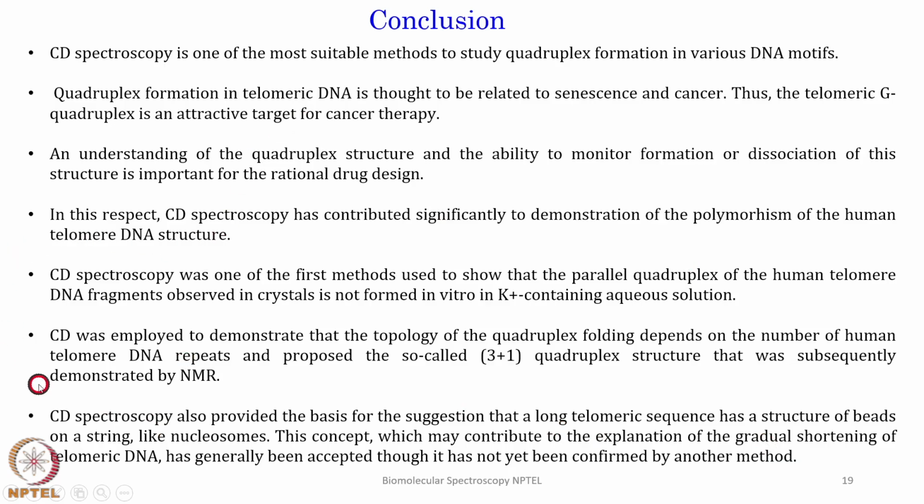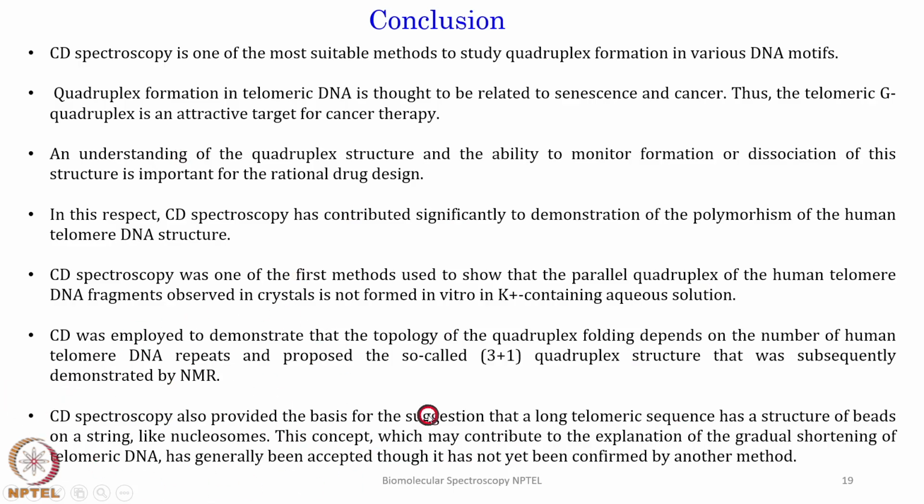Later, a detailed analysis of the formation of this quadruplex was done by solution state NMR. If you are interested, you can read about the G tetrad, C tetrad and A tetrad that were used for understanding the detailed structure by solution state NMR. But before we went into the really detailed structure, CD can give you a spectral signature. CD also provides a suggestion for long telomeric sequences, or structures like beads on a string present in the nucleosome, and this concept may contribute to understanding the gradual shortening of the telomeric DNA, right.